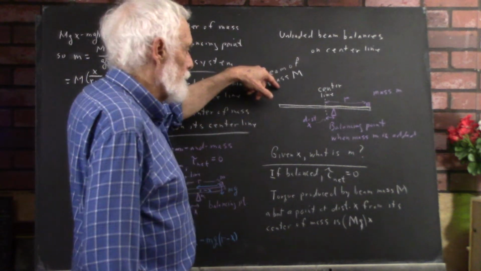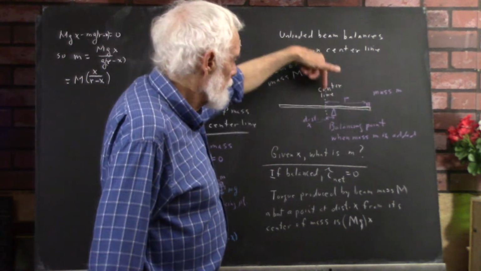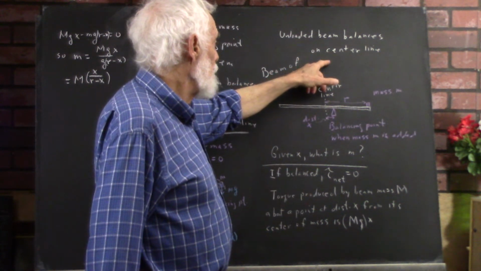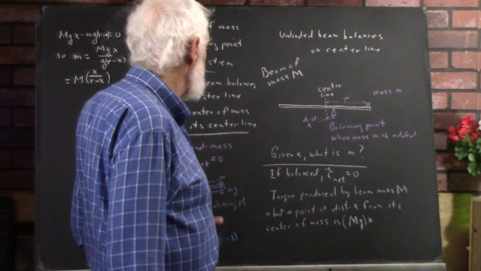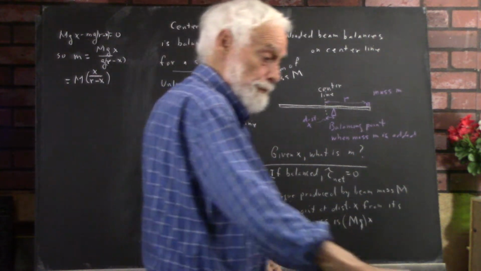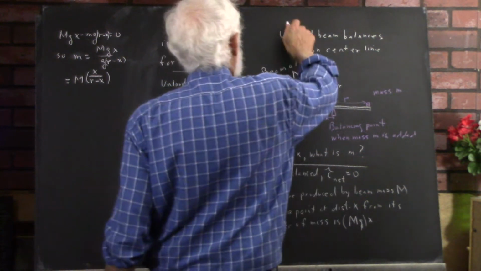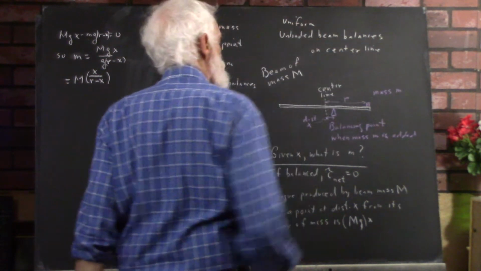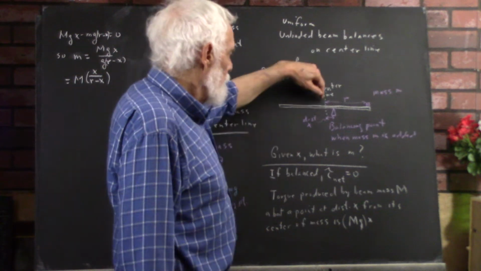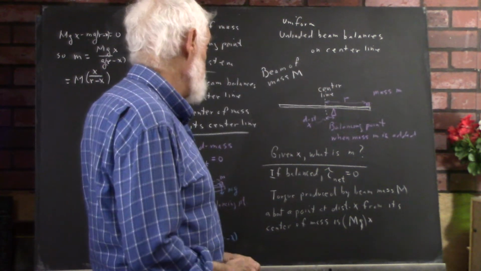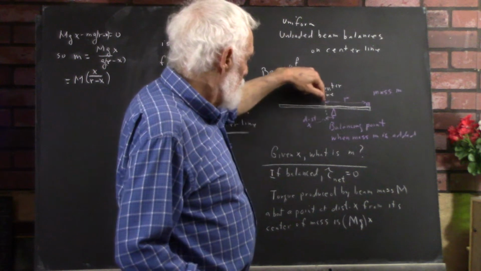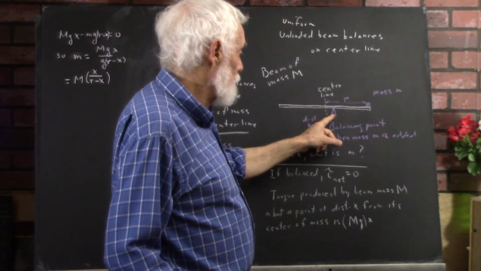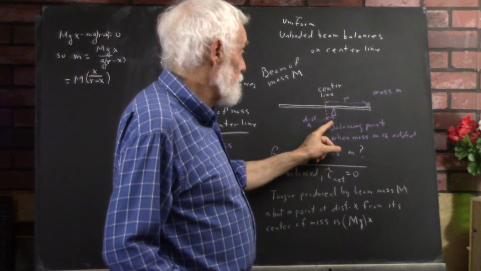We have a beam of mass M here, center line here. It's an unloaded beam that balances on the center line if it's a uniform beam, meaning that the center of mass is on the center line. We put a mass m on the beam, and we find that the balancing point moves over to here, a distance x from the center line.